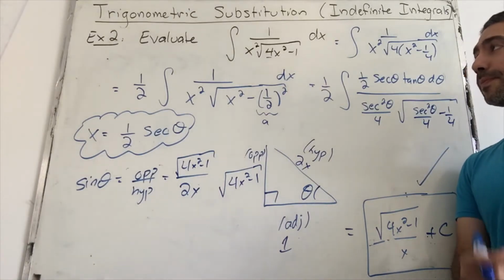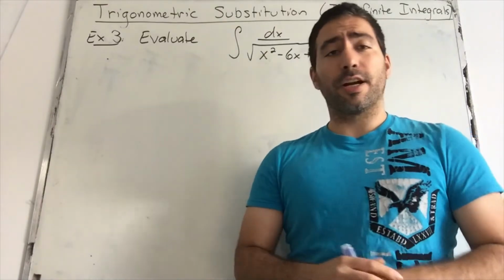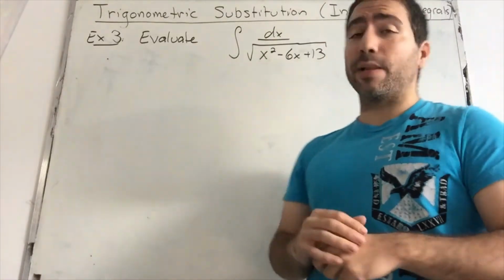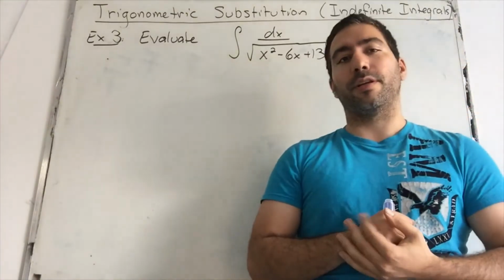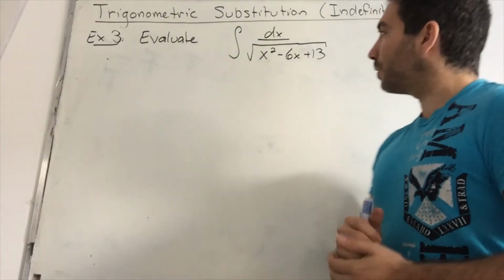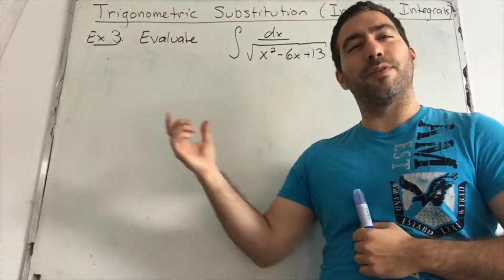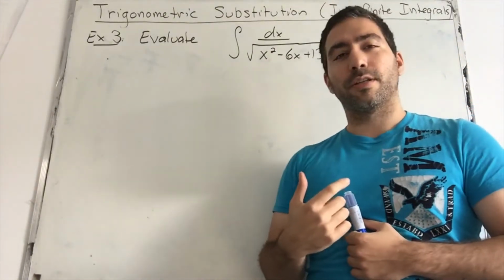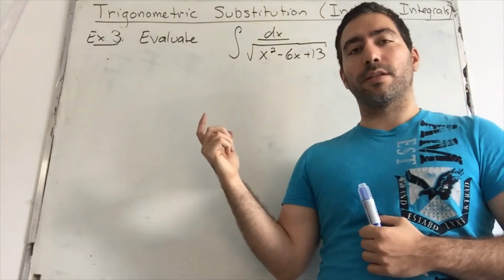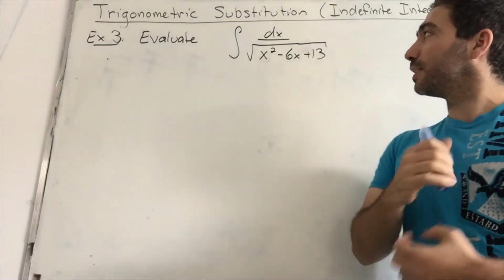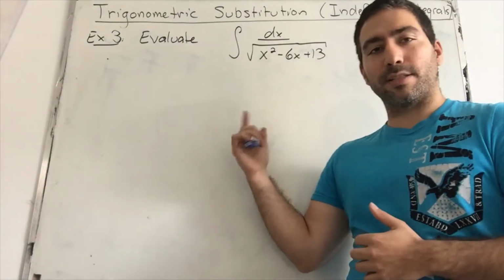Okay. Let's take a look at our final example. Example 3 says to evaluate the integral of dx over square root of x squared minus 6x plus 13. But wait. This does not look like it's in the form of the first 3 that we saw in our strategy. How do we deal with this? We have x squared minus 6x plus 13 underneath the root. We want something squared plus or minus a number squared.